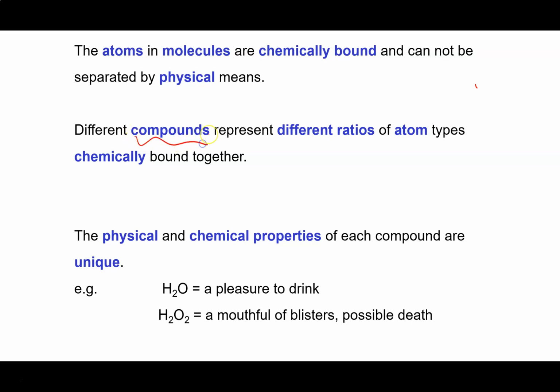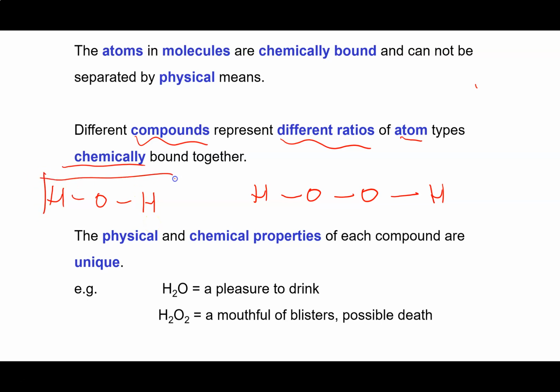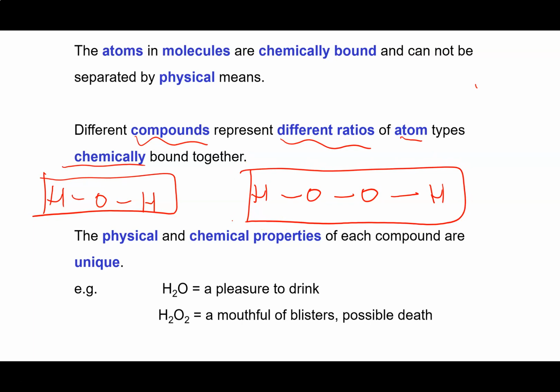So different molecular compounds represent different ratios of atom types bound together. So for example, this is a hydrogen peroxide molecule, and this is a water molecule. Now, these guys both contain hydrogen and oxygen atoms connected together, but there are different ratios of hydrogen and oxygen atoms, and as a result, these two compounds have different physical and chemical properties. They're going to have different melting points, different boiling points, different reactivities towards other things.